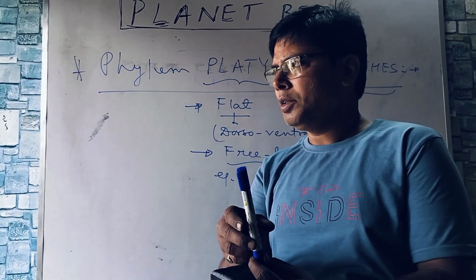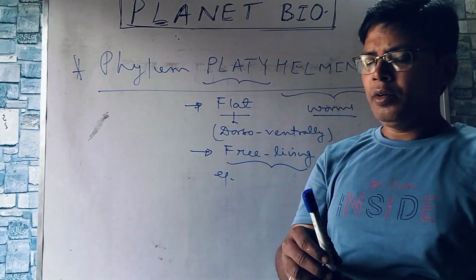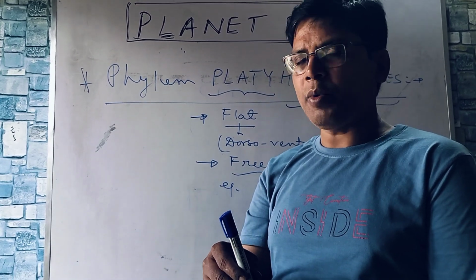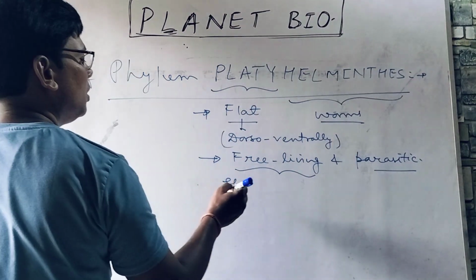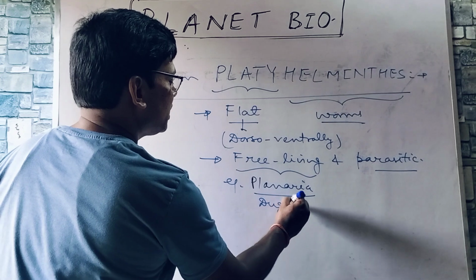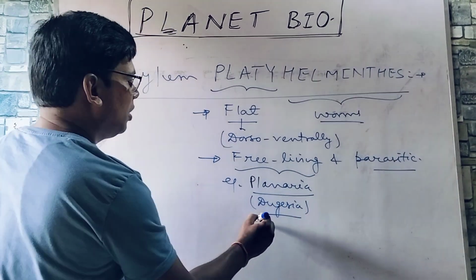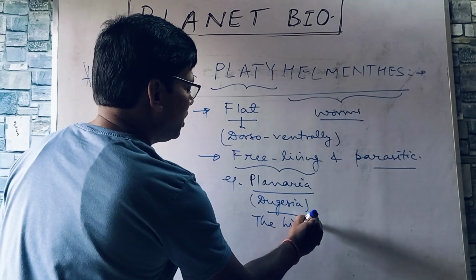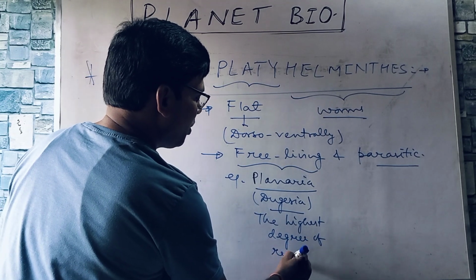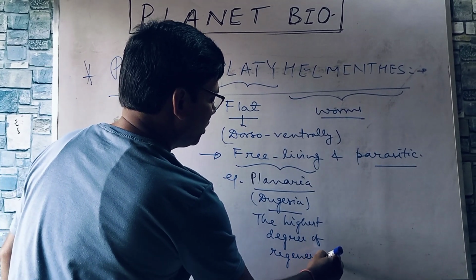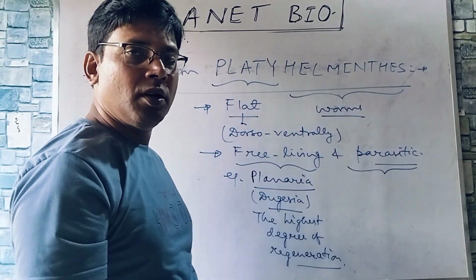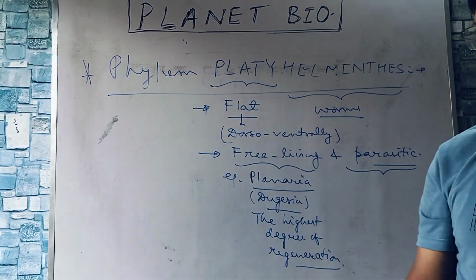So the power which provides the capability to regain its condition, lost parts. Example, Planaria. Individual example, Dugesia. So they have perhaps the highest degree of regeneration. That is the power of regaining lost parts. But as I said earlier, most of these are parasitic and are endoparasitic.